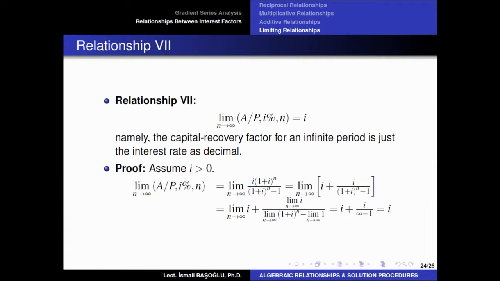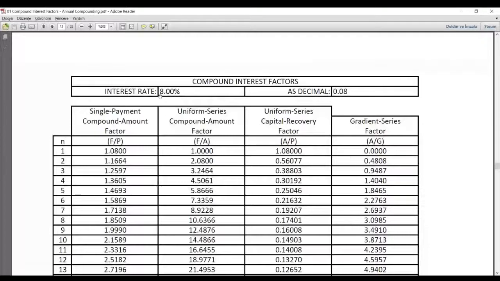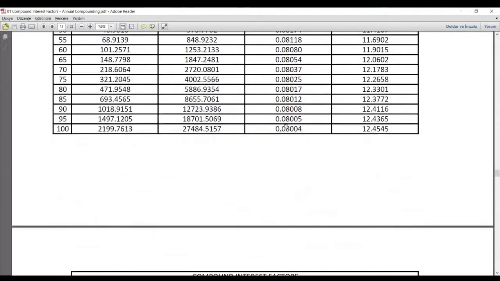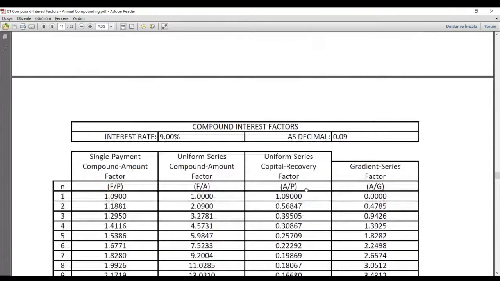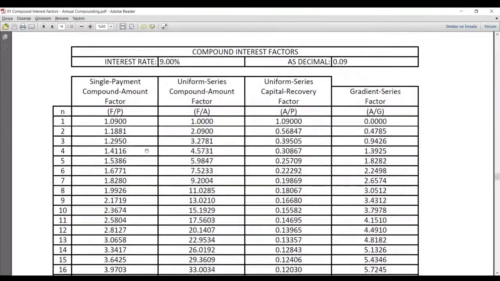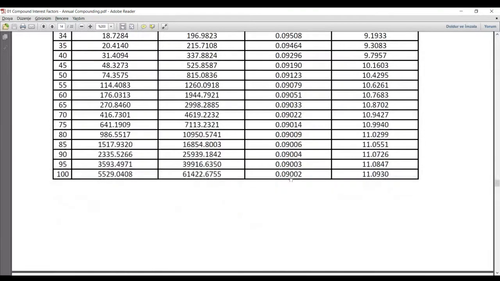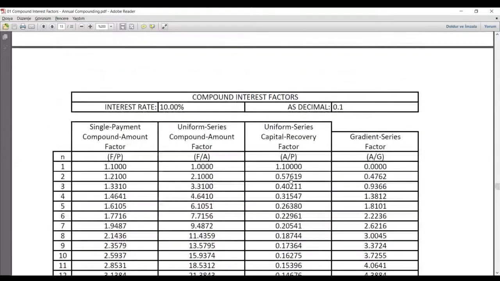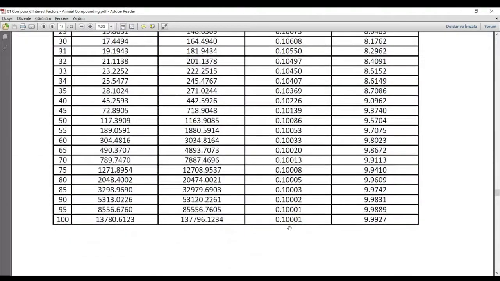Now, please check the compound interest table. Once again, as you can see, for 8% interest rate, or in other words, 0.08 interest rate as decimal, the capital recovery factor converges to 0.08 as n goes to infinity. Check any other page. For 9% interest, the uniform series capital recovery factor column will converge to 0.09. For 10%, it will converge to 0.10. Okay, it is just the case.